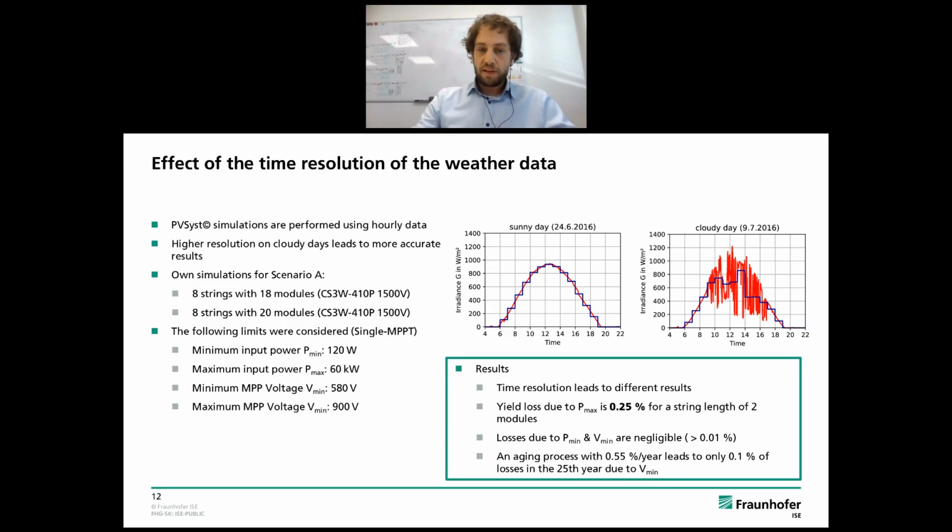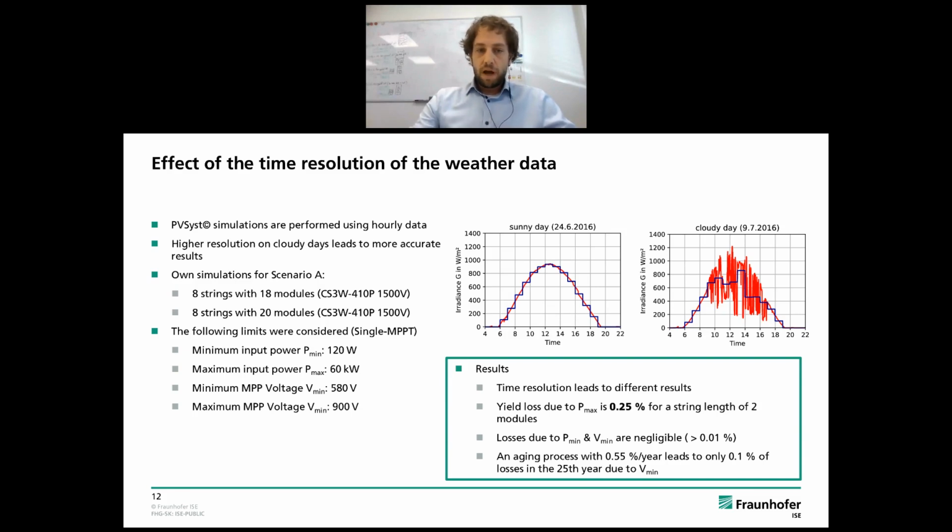So you might mention now, okay, what about aging? Because all the parameters will age with time. So we analyzed this also, and we applied a statistical model with a yearly aging of 0.5% per year for voltage and current of the module. And of course, the losses due to Pmin and Vmin are increasing, but even after 25 years, they are only reaching 0.1% of losses overall in the last year after 25 years.